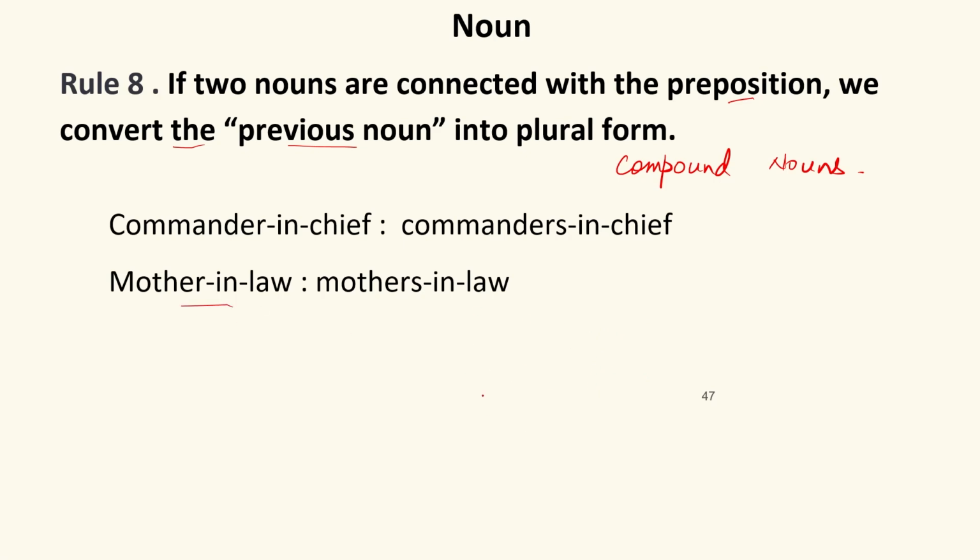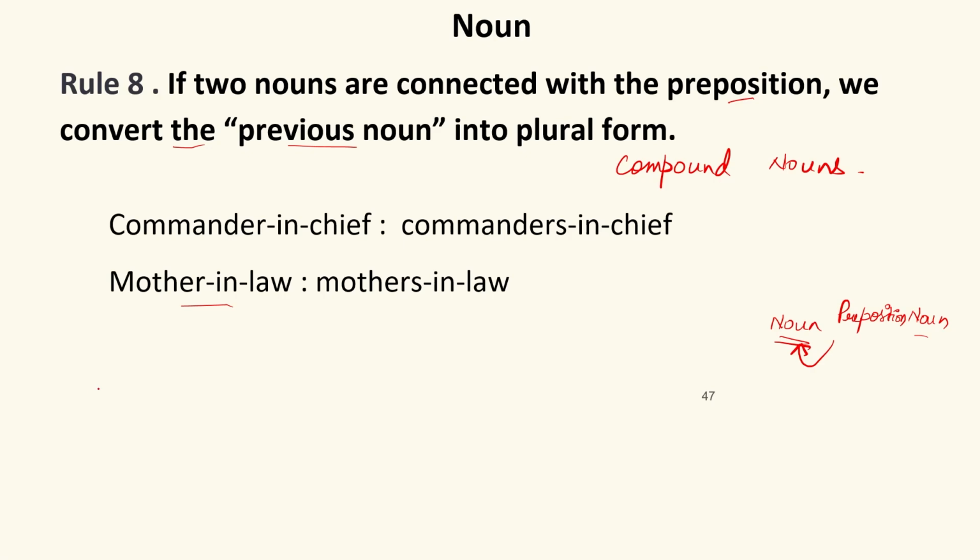Now, if I have to convert this into plural form, there is a rule or there is a trick. For example, if we have two nouns and both the nouns are connected with a preposition. Preposition is like of, in, at, by, on, over, and so on. Now, if two nouns are connected with preposition, we do the change only in the first noun. It means we make plural of first noun and not the second one.